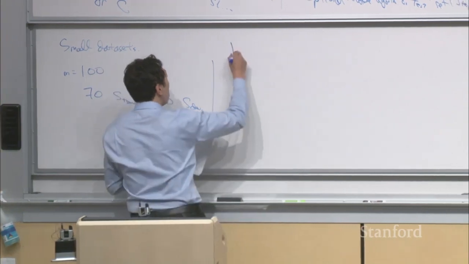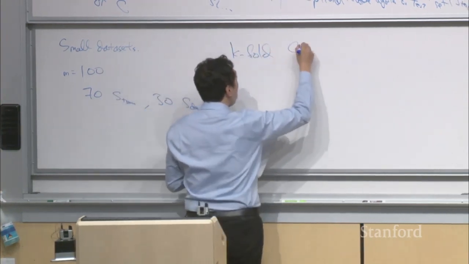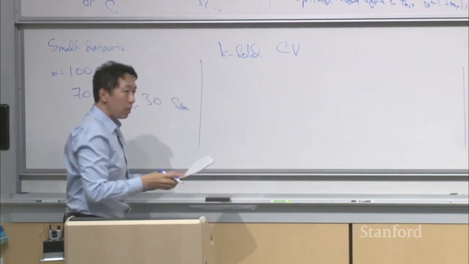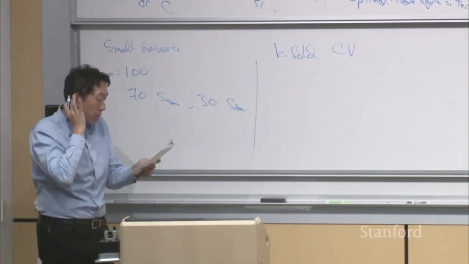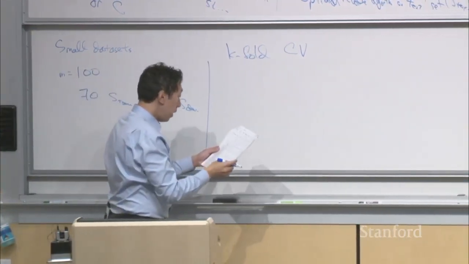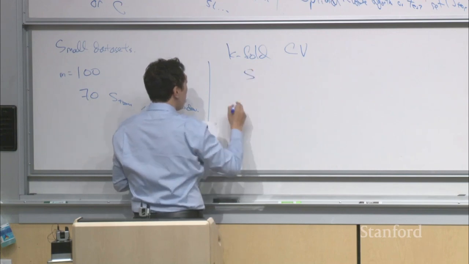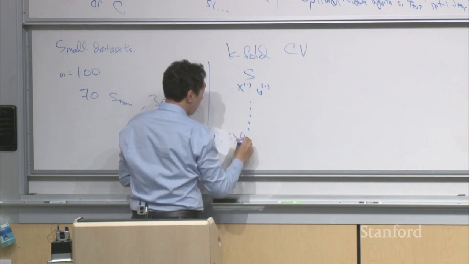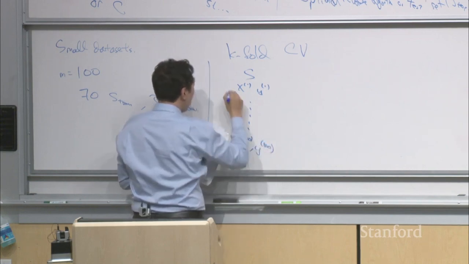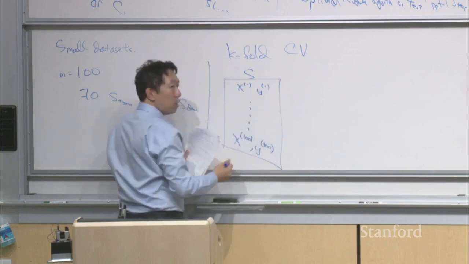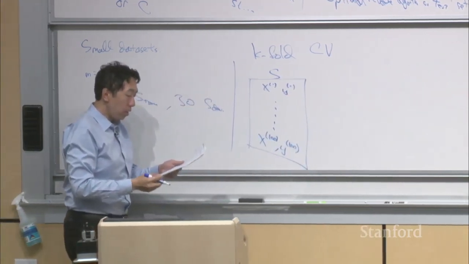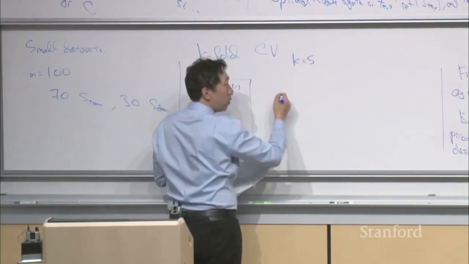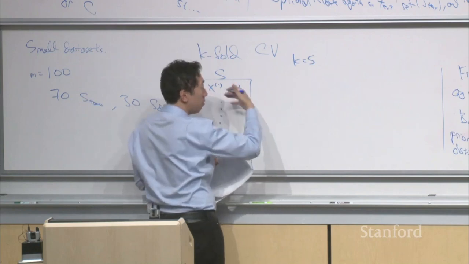So there's a procedure that you should use only if you have a small data set called k-fold cross-validation, or k-fold CV. And this is in contrast to simple cross-validation. But this is the idea: let's say this is a training set S. So you have x1, y1, down to x100, y100. What we're going to do is take the training set and divide it into k pieces. So for the purpose of illustration, I'm going to use k equals 5 just to make the writing on the board sane.